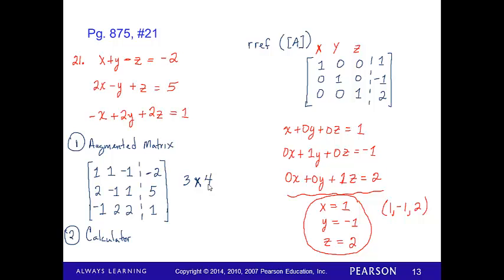Okay, so that's using a calculator to solve a system of equations. If you got stuck on this problem with your calculator, please email me and we'll go over the steps again.